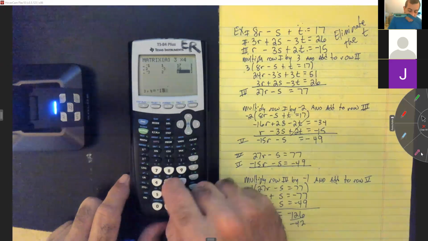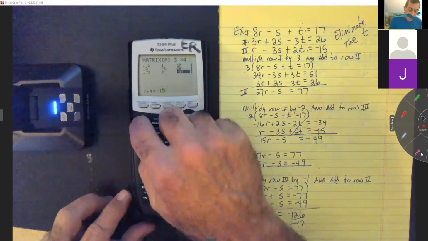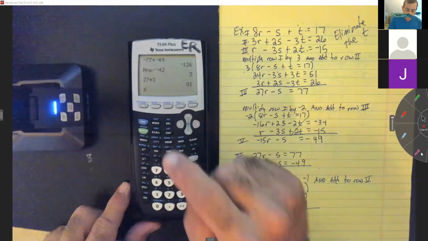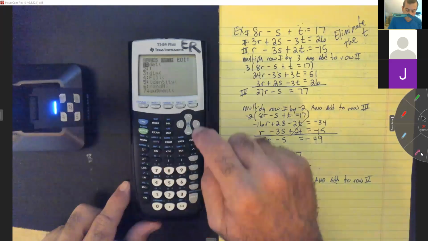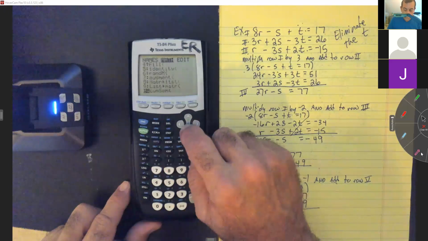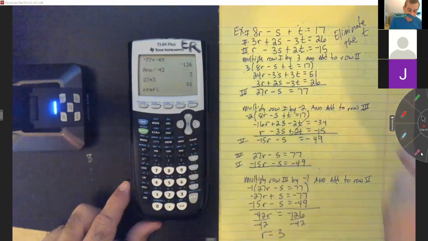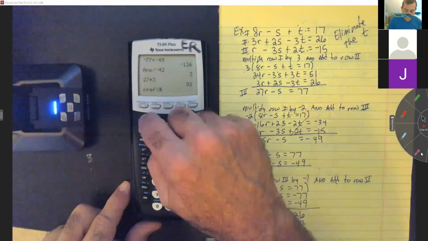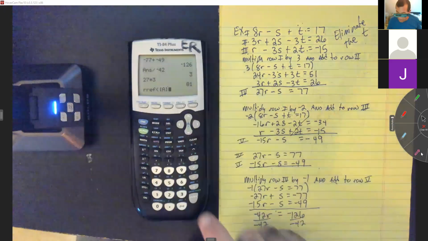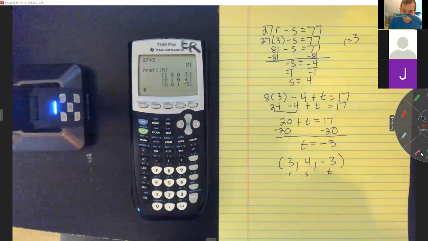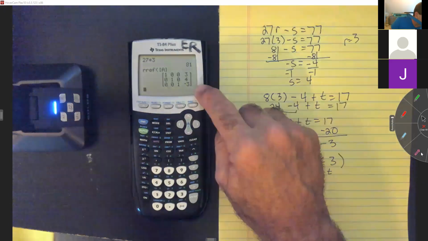Now quit that screen. Go get RREF. Enter, and then go back and get your matrix again. Second x negative 1, and enter. So when I hit enter, we should get 3, 4, negative 3.